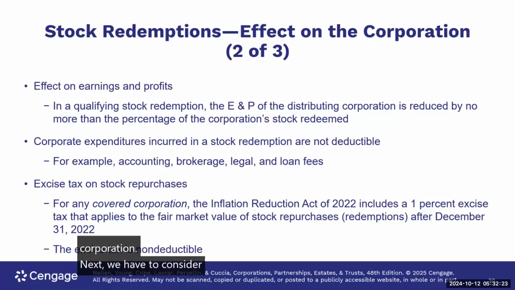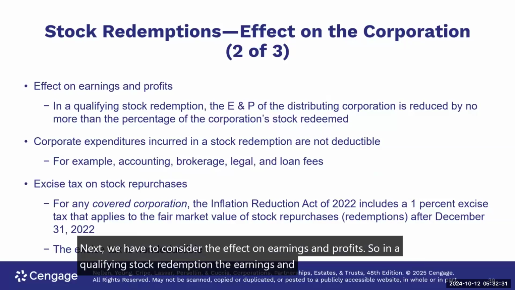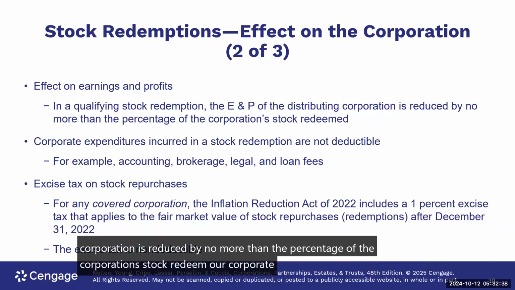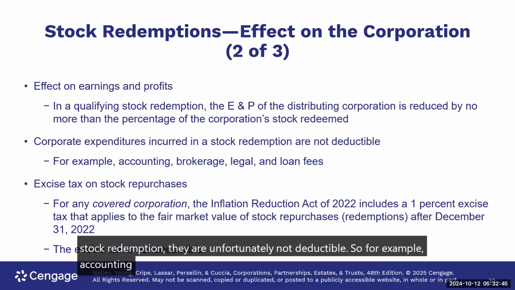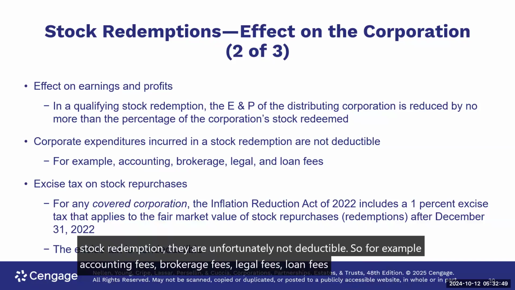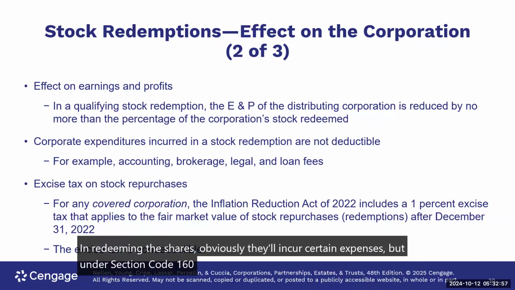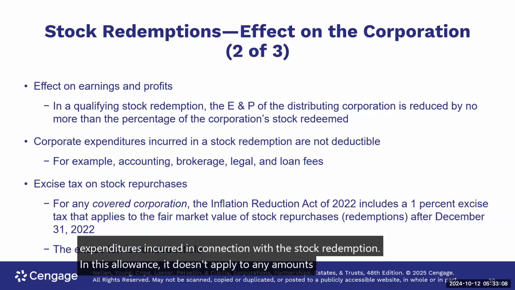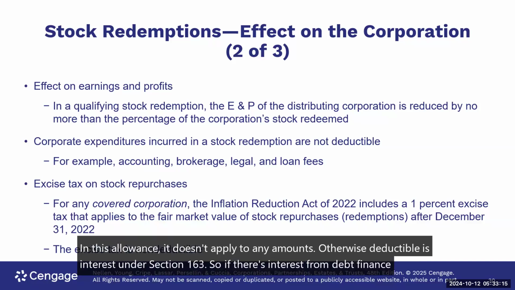Next, we have to consider the effect on earnings and profits. So in a qualifying stock redemption, the earnings and profits of the distributing corporation is reduced by no more than the percentage of the corporation's stock redeemed. Corporate expenditures incurred in the stock redemption are unfortunately not deductible. So for example, accounting fees, brokerage fees, legal fees, loan fees. So in redeeming the shares, obviously they'll incur certain expenses, but Code Section 162(k) specifically denies deductions for expenditures incurred in connection with a stock redemption. This allowance doesn't apply to any amounts otherwise deductible as interest under Section 163. So if there's interest from debt financing of redemptions, those are considered deductible.